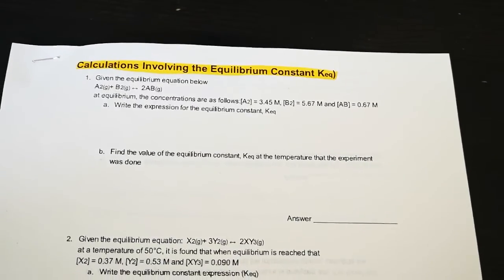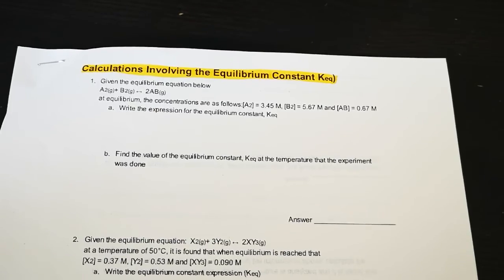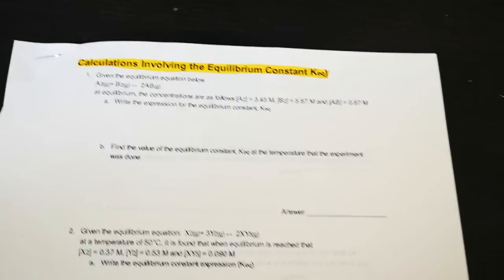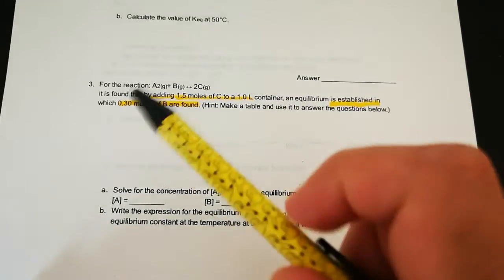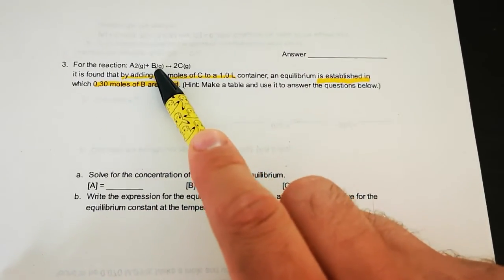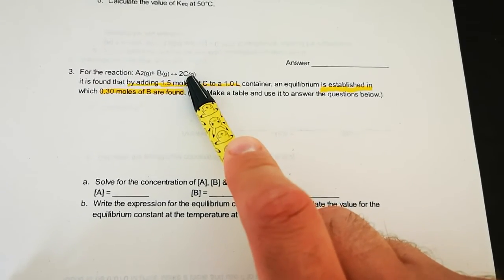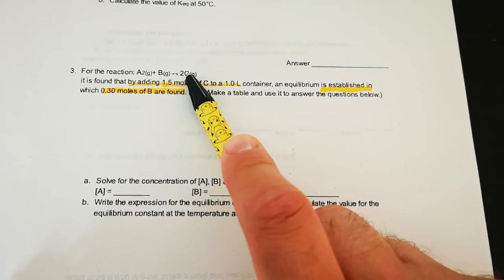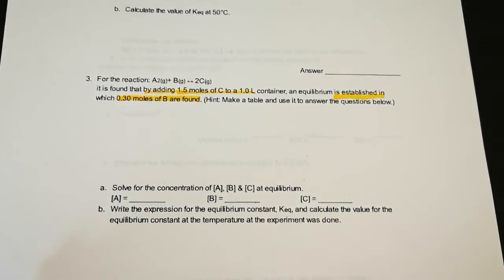Hey guys, we're going to take a look at question number 3 in our calculations involving the equilibrium constant. In question number 3, we're given the reaction that a molecule of A2 combines with a molecule of B and forms two molecules of the product C, and those two molecules of the product C will then decompose back into one molecule of B and one molecule of A2.